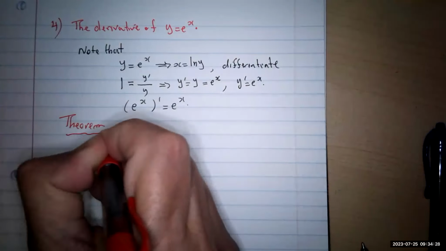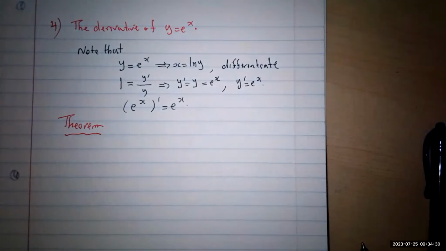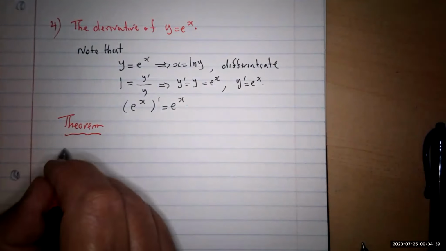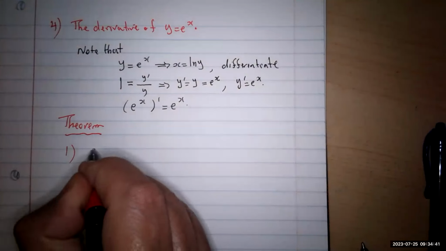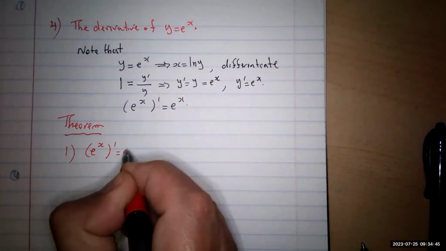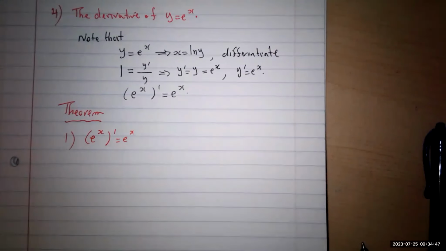And that's all we need to be able to differentiate and to integrate. So the theorem is going to be, and that's it. And the first part, derivative of e to the x is just e to the x. Exponential functions never change. We say exponential functions never change. It's e to the x.